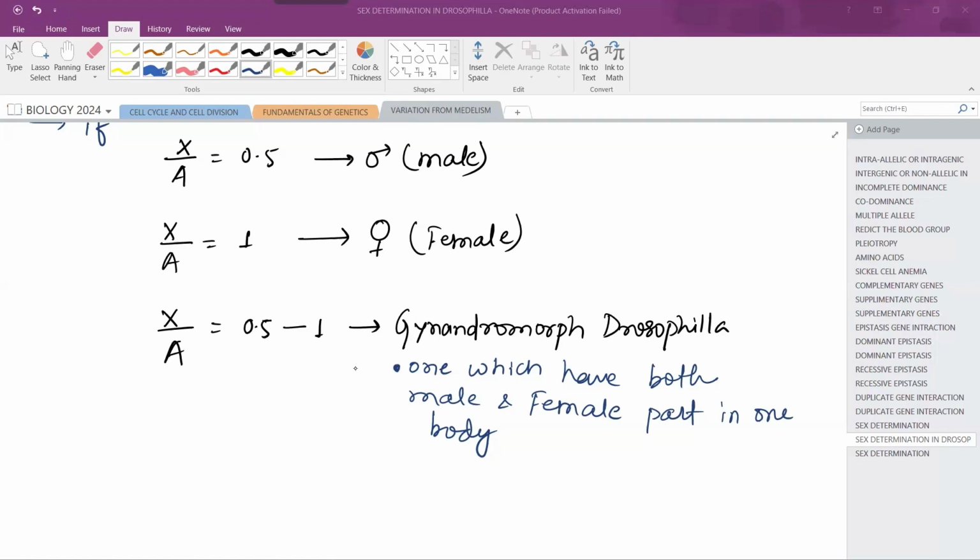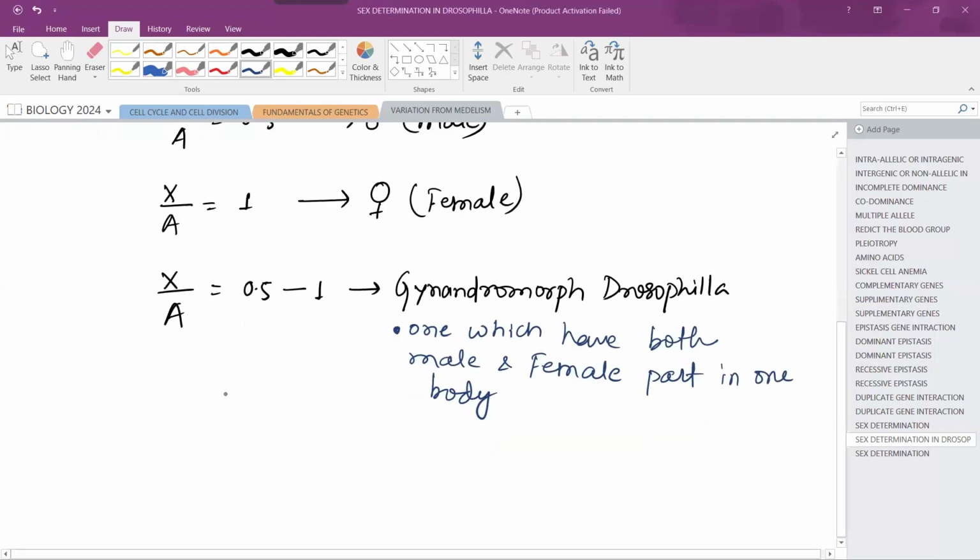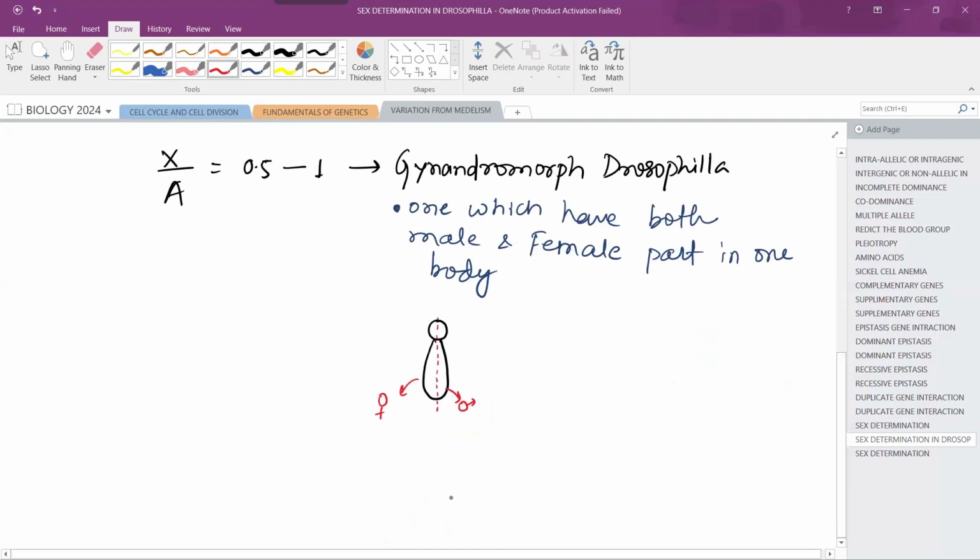There are many pictures. See, you have different types of gynandromorph. That is, if this is your Drosophila, then this part is female and this part is male. This type of gynandromorph is called bilateral.